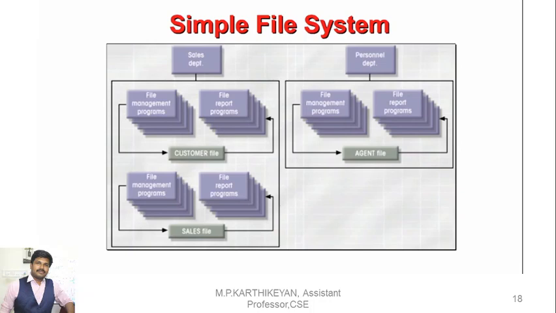There may be file management programs and file report programs. These segments are available for every individual task. For example, the personnel department consists of a file management program and a file report program separately, whereas a sales department has the customer file as well as the sales file separately. The problem in this case is that the sales department and personnel department have access to the data separately but not combined together. That is a huge disadvantage.